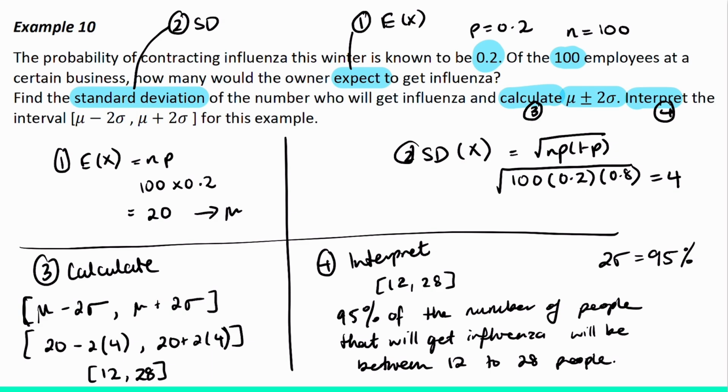I feel like I probably could have worded that answer better. I probably did not need to rewrite the word people. But that's what it means, okay? There's a 95% chance that it's going to be between 12 to 28 people. And that's probably an even better way to write it. 95% chance that it's going to be between 12 to 28.